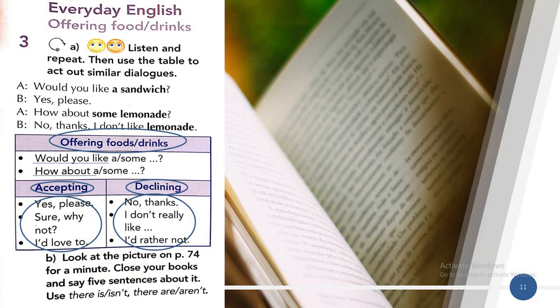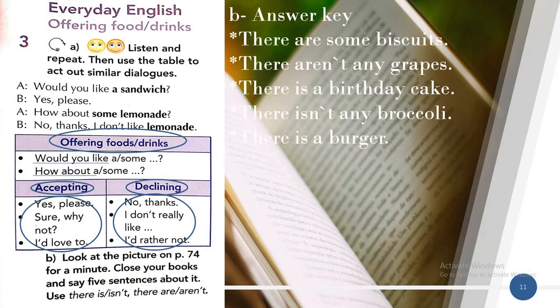Excellent. For now, let's go to B. Look at the picture on page 74 for a minute. Close your book and say 5 sentences about it. Use there is, there isn't, there are, there aren't. So try to do this exercise, please. And let me give you the answers.